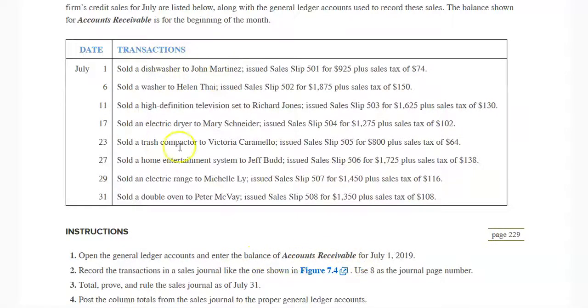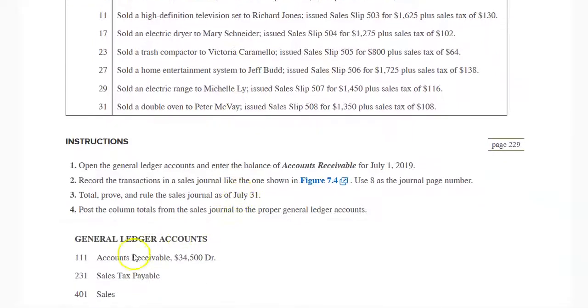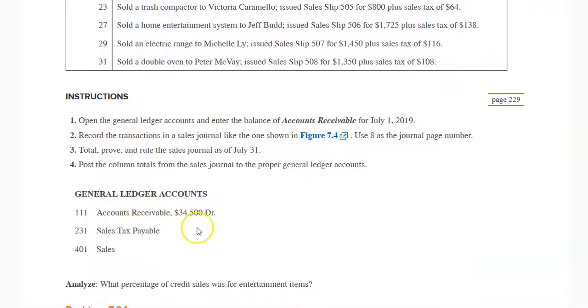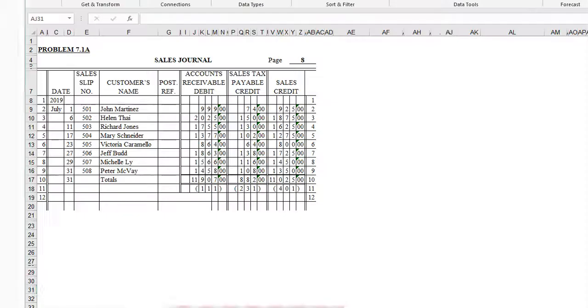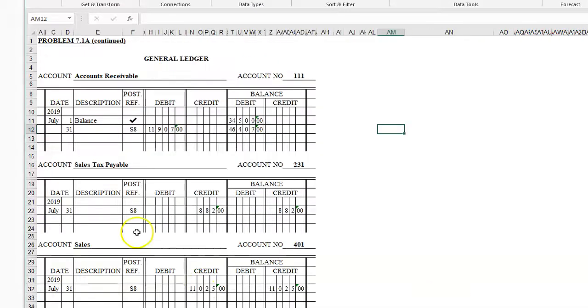So before we put in all these sales in the sales journal, we need to go down here and figure out the accounts receivable. And that's $34,500. And we're going to post that into 7.1a, accounts receivable, July 1st balance, $34,500. That's what you want to do first. Just right here.